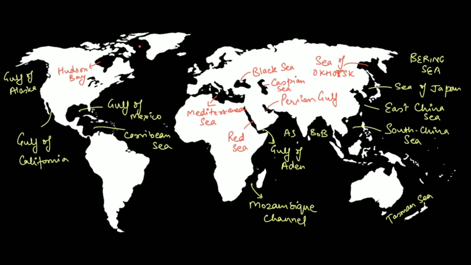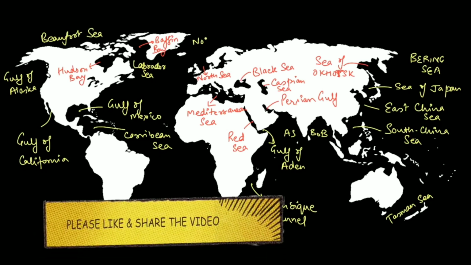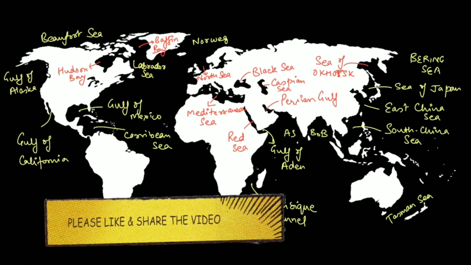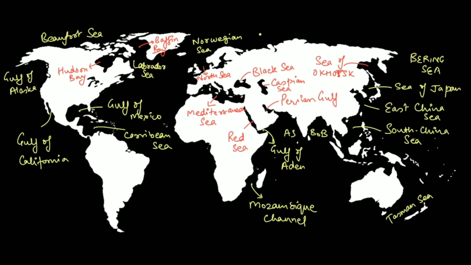Right, so this is the Baffin Bay, whereas this is the Labrador Sea. Then we have the North Sea near Europe. Now let us look at the Arctic Circle. This is the Beaufort Sea, whereas this being the Norwegian Sea. This is the Barents Sea.